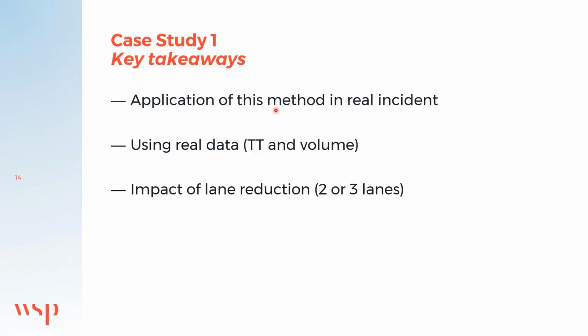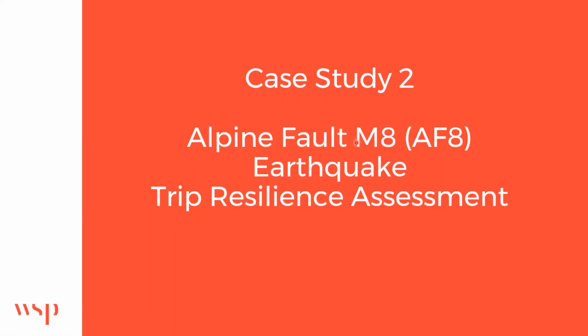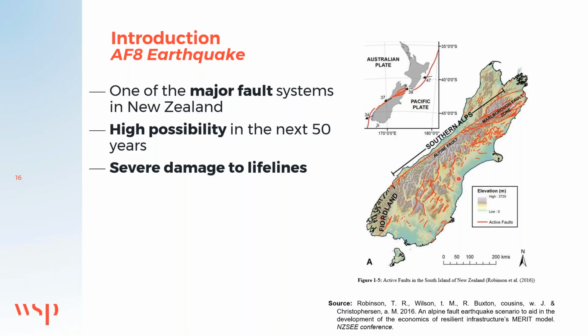So we see how we can apply this method to a real incident on the network, and we also used real data, I mean travel time and volume, which was an opportunity for us. And we also checked the impact of reducing lanes to 2 or 3 lanes on the Auckland Harbour Bridge, and how it would affect trip reliability. But the second one is for the Alpine Fault, which is on the South Island.